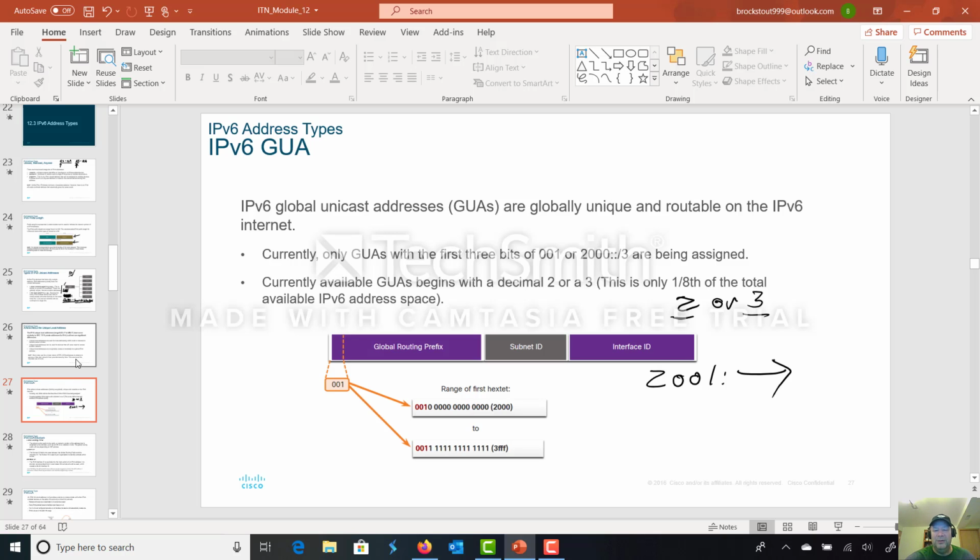So 2001 is what you're normally going to see as your public IP address space. It's going to start with a 2 or 3, generally a 2 right now. IPv6 still not off the ground yet, and it is a massive, massive space of addresses. So keep that in mind.